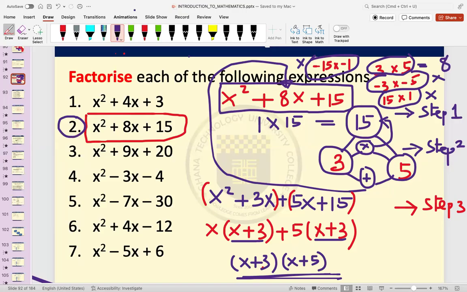Any questions so far before I proceed to do the last example? If you have any question, you can put up your hand. Let's address it before I do the last example. Any question?